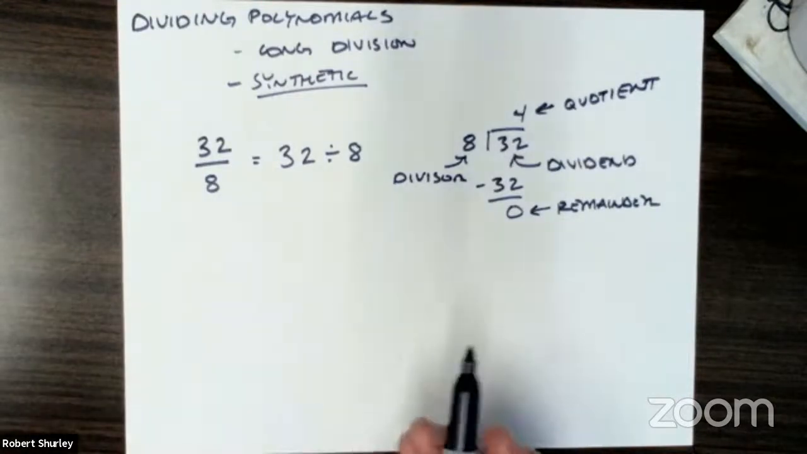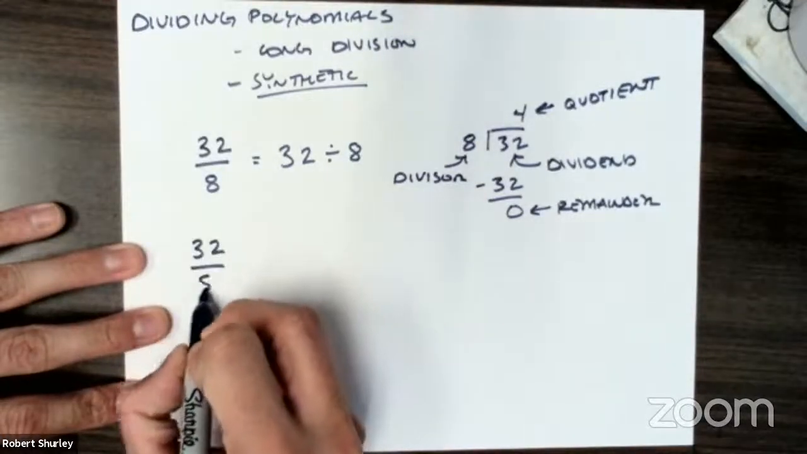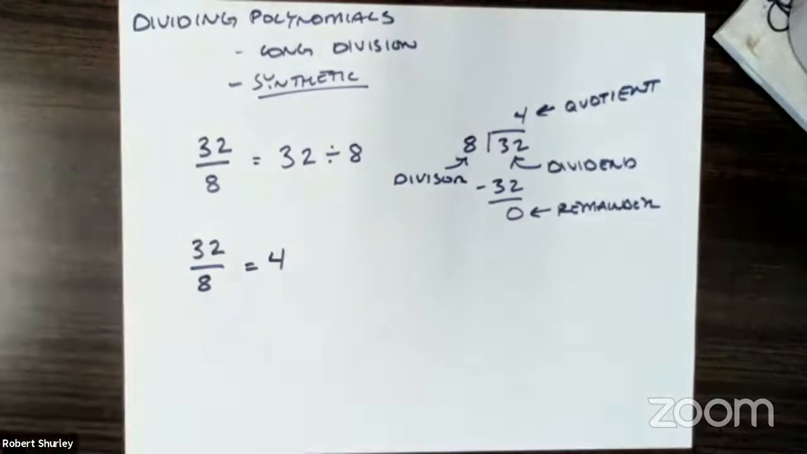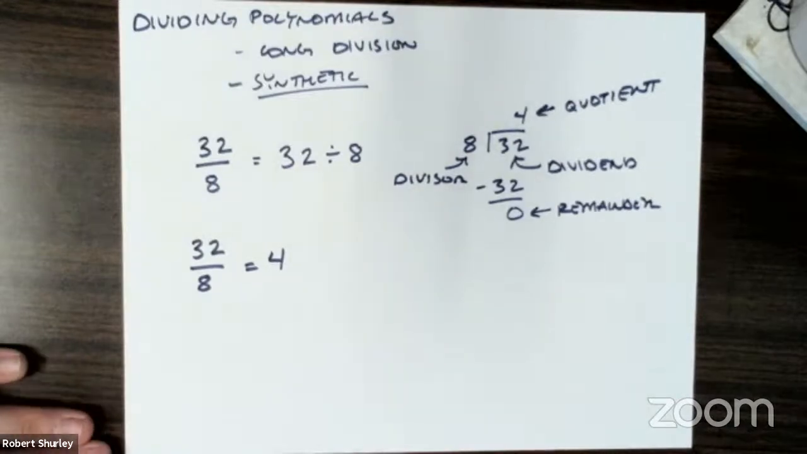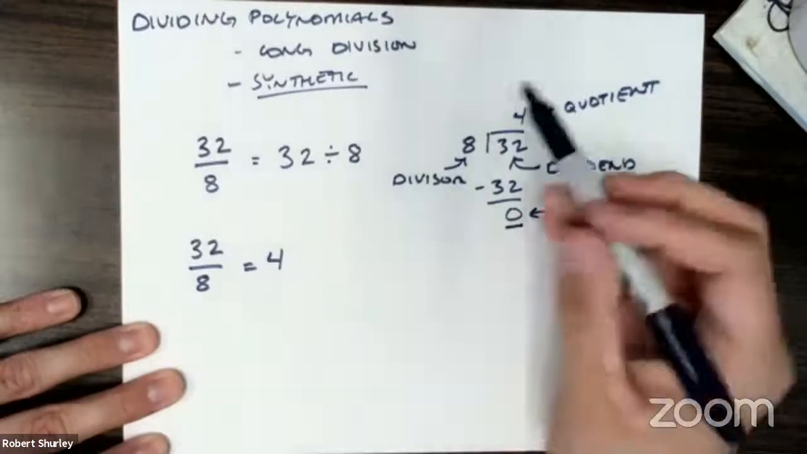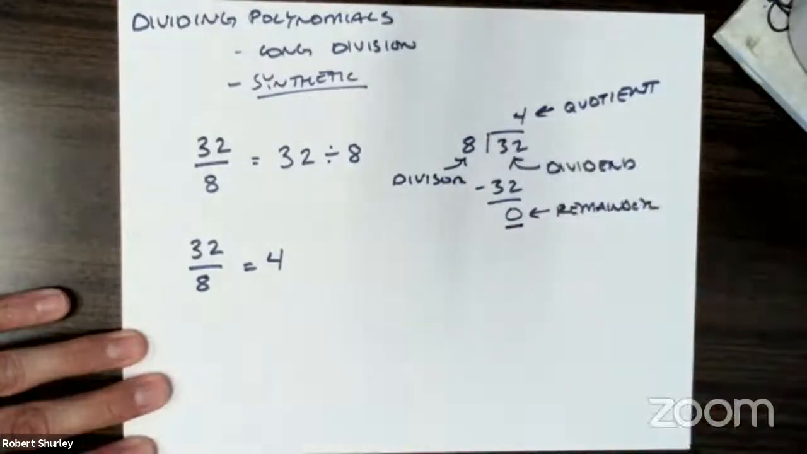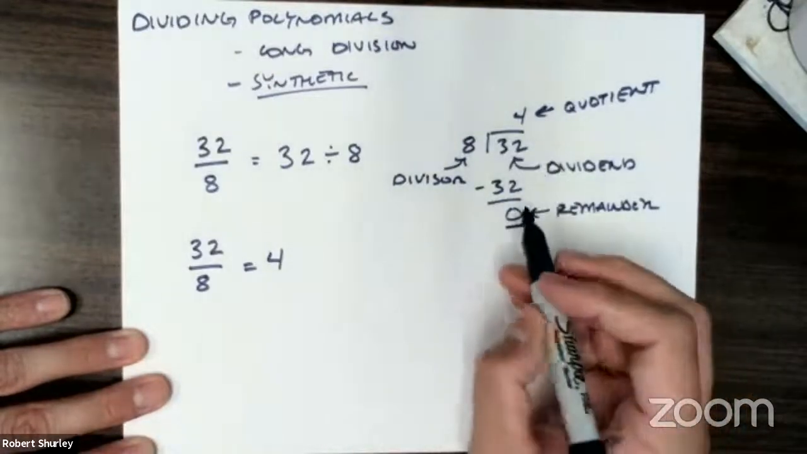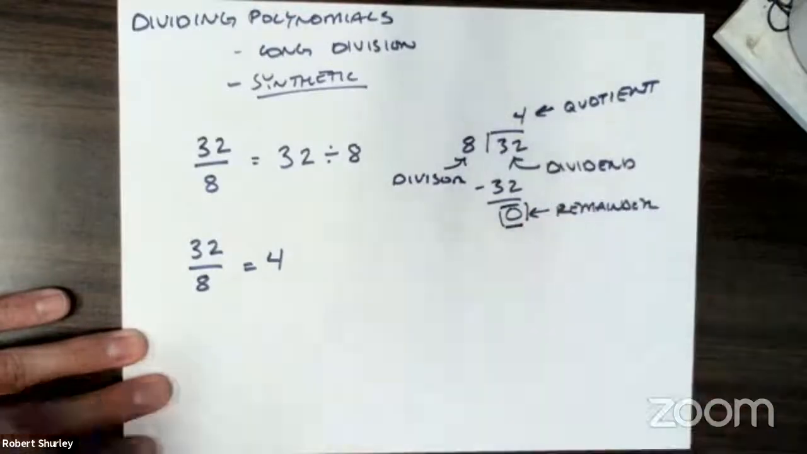And so what we actually found was that 32 divided by 8 just equals 4. Now, what's going to help us later in this section and the next section is that because we had a remainder of 0, it means that 4 and 8 are factors of 32. I'm going to repeat myself here. Because we have a remainder of 0, it means that 4 and 8 are factors of 32.